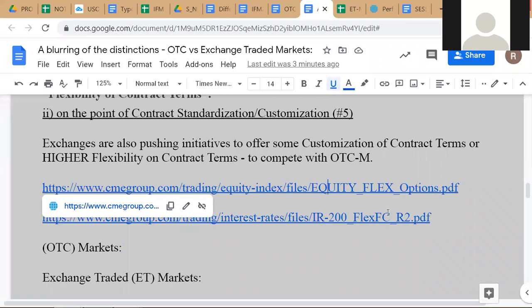Flex options is an example where you have some flexibility in setting the terms of your option contracts, okay? So you can read about this, and also interest rate contracts.